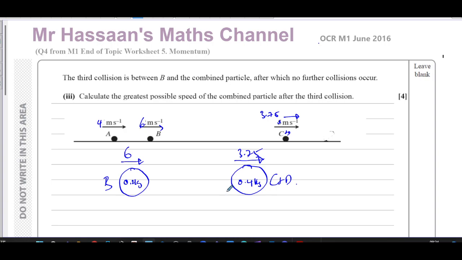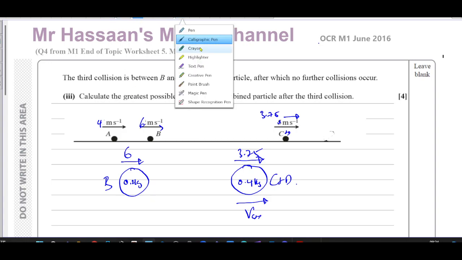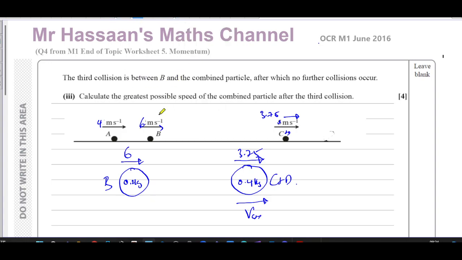Now, we want to find the greatest possible speed of the combined particles. We want to find the velocity of C plus D after the collision. Okay, so now how do we work this out? They didn't tell us what the speed of B is, so we have to think a little bit. Now, it says the third collision is between B and the combined particle, after which no further collisions occur.